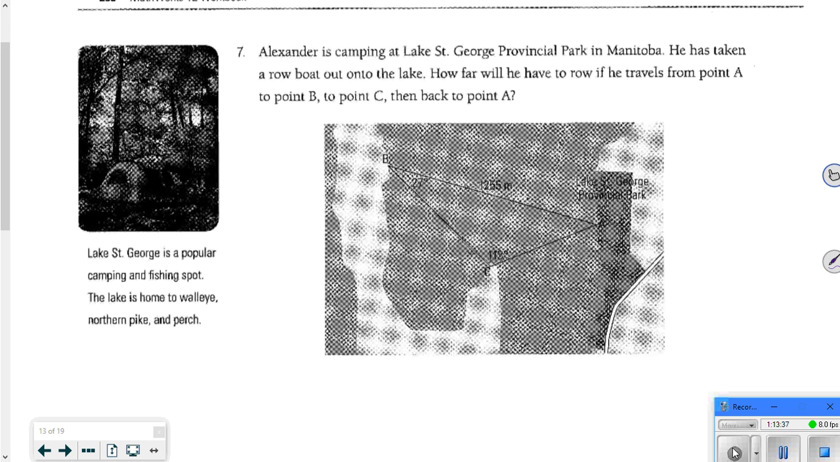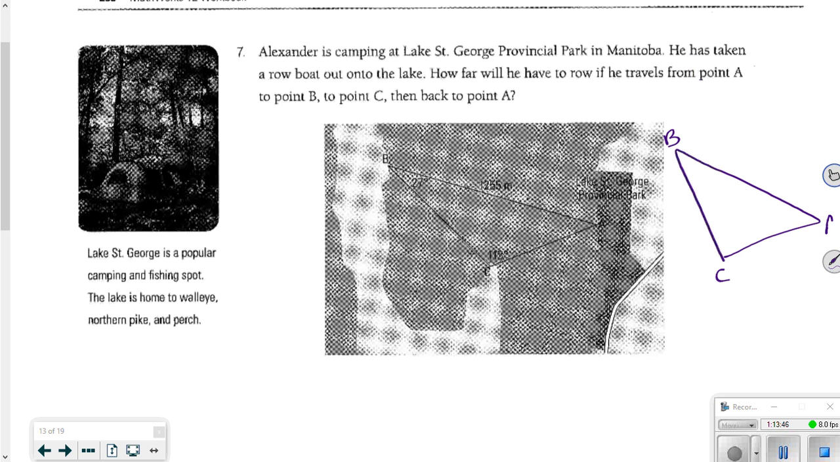I'm going to redraw the triangle just so I can actually see what the things are. So this is B, C, A. We're told this side is 1255 meters. This is 113 degrees. And this is 27 degrees. So first thing you want to do is find angle A because we can. We know two of the three angles. So this is going to be 180 minus 27 minus 113, which is going to be 40 degrees.